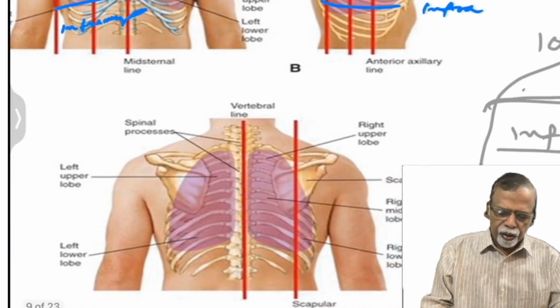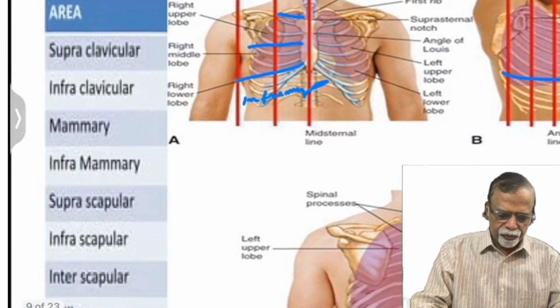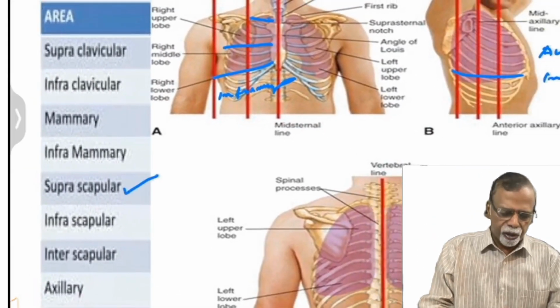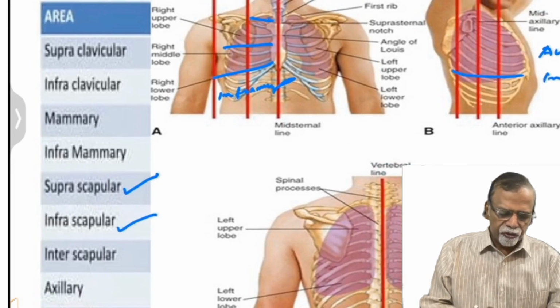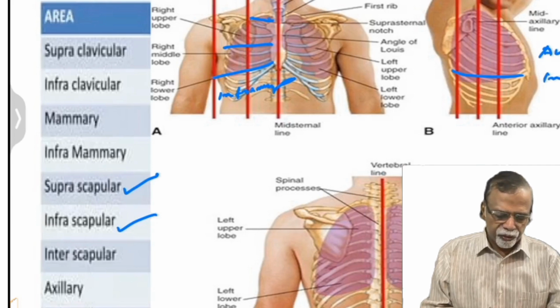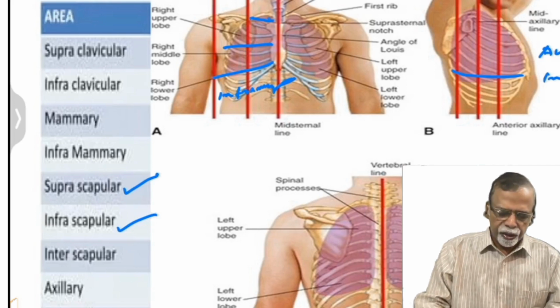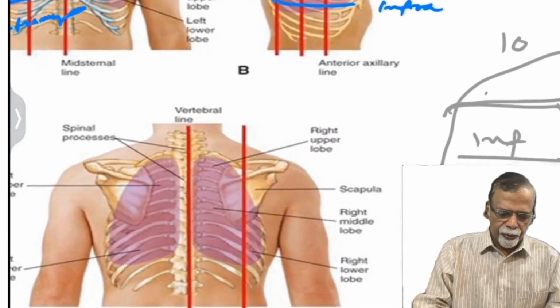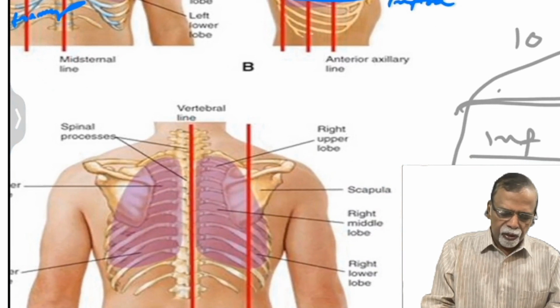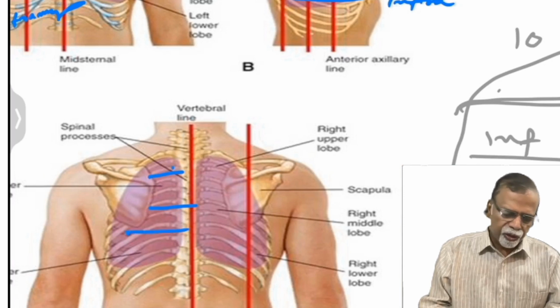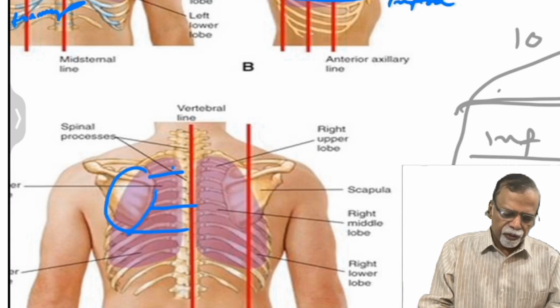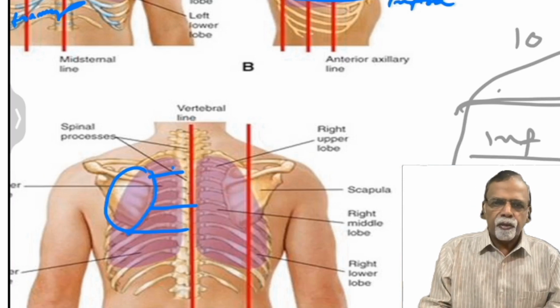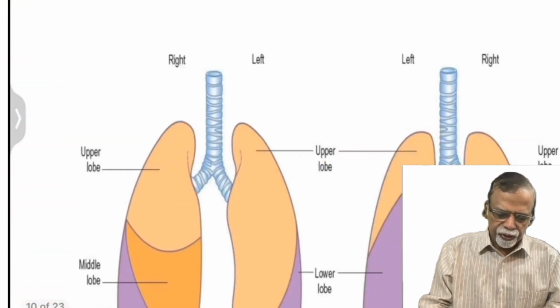Posteriorly, you divide the areas into above the scapula, it is suprascapular; below the scapula it is infrascapular; and between the scapula it is interscapular. So above the scapula it is suprascapular, this is interscapular, and below is the infrascapular. Scapular area you cannot examine properly. So in total we have got 10 areas.